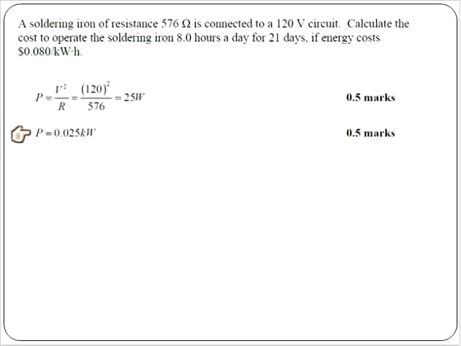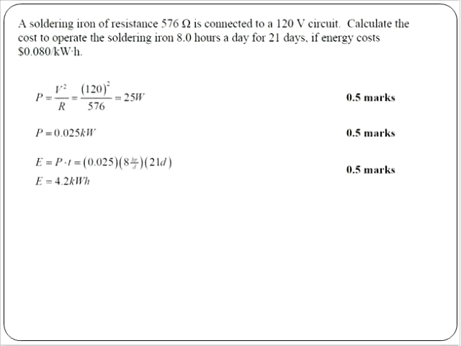So the first thing I do is convert my power into kilowatts. I divide it by 1,000. So 25 becomes 0.025 kilowatts. That's your first step. Now we do the energy. Energy equals power times time. So power was 0.025 kilowatts.